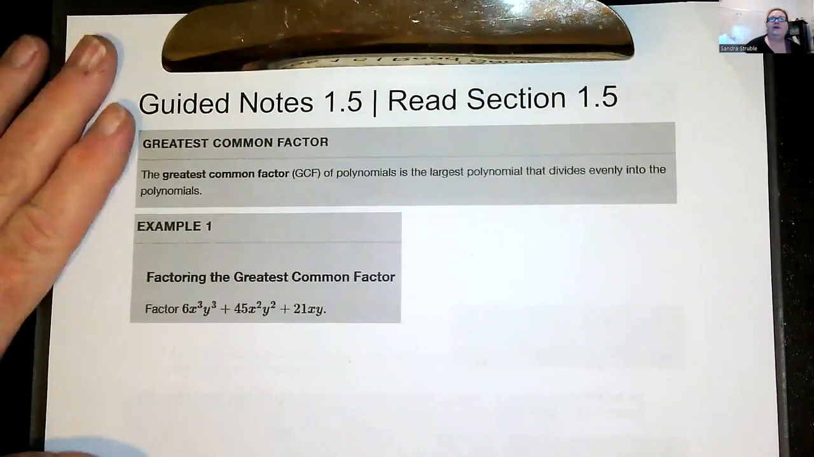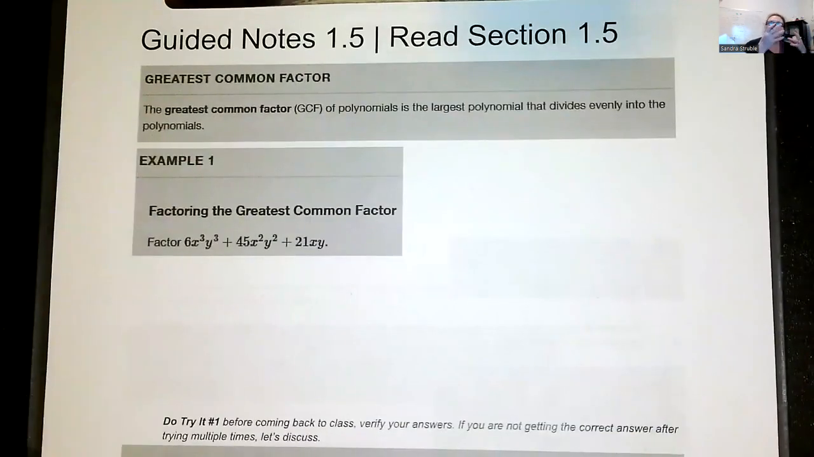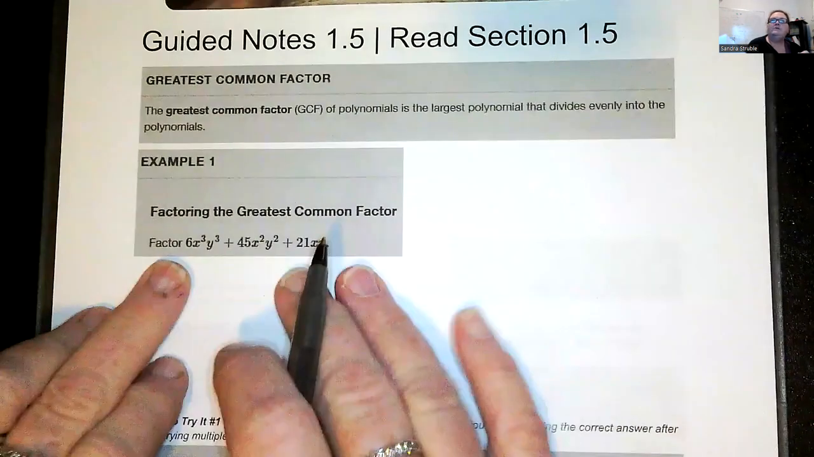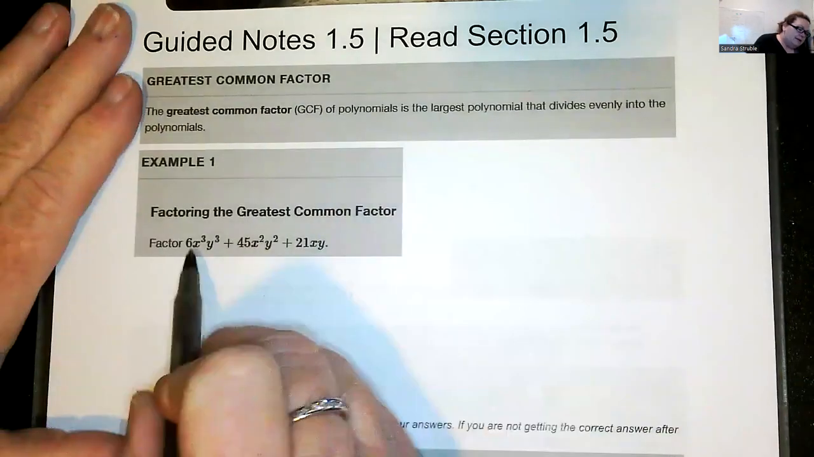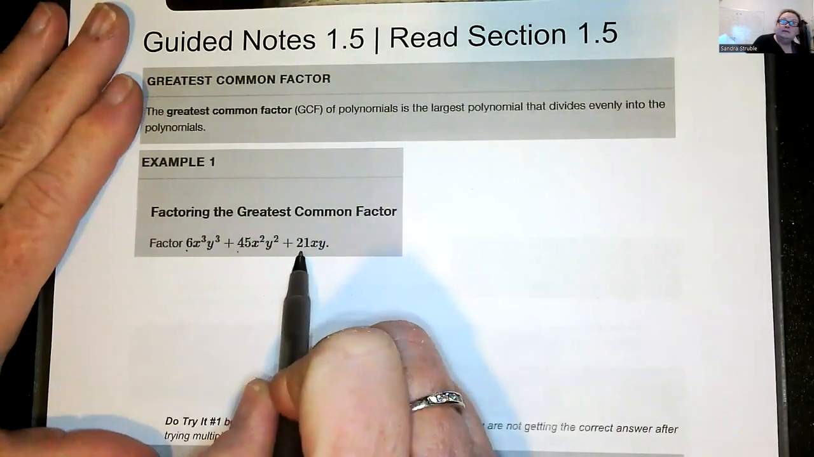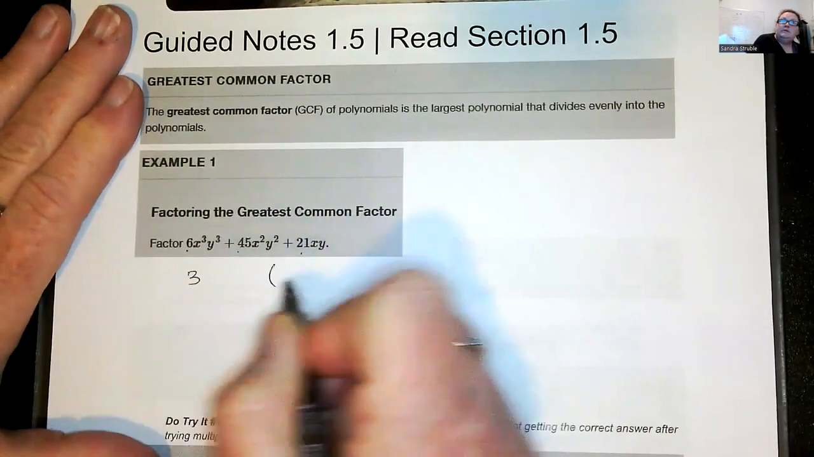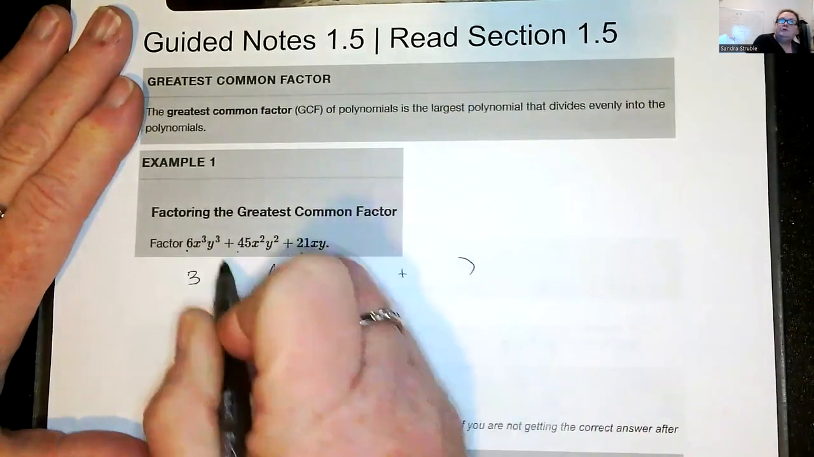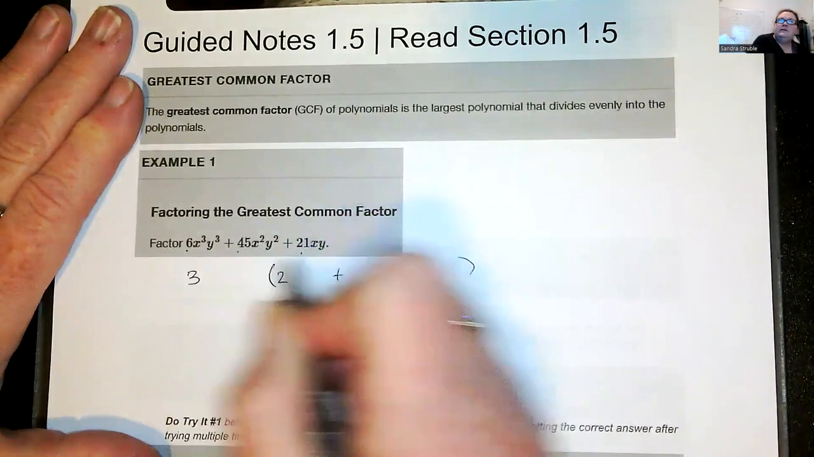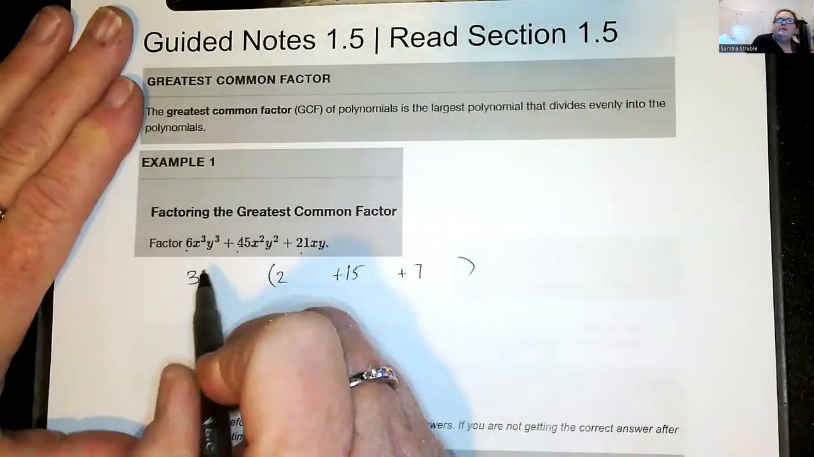Okay, so we're going to factor the greatest common factor, and that just means we're going to pull out whatever all the terms have in common. So we're looking at each of these terms and what they have in common. We want to pull out the largest factor that we can. I can see that 6 doesn't go into these, but 3 does. So 3 goes into 6, 45, and 21. So 3 can be pulled out. What I'm left with: 3 from 6 is 2, 3 from 45 is 15, and 3 from 21 is 7.